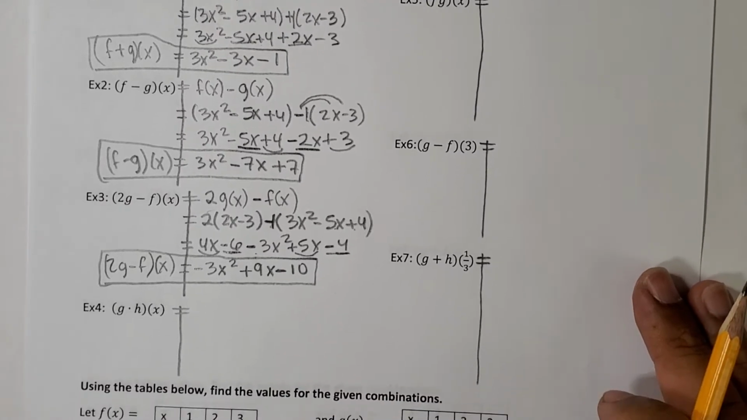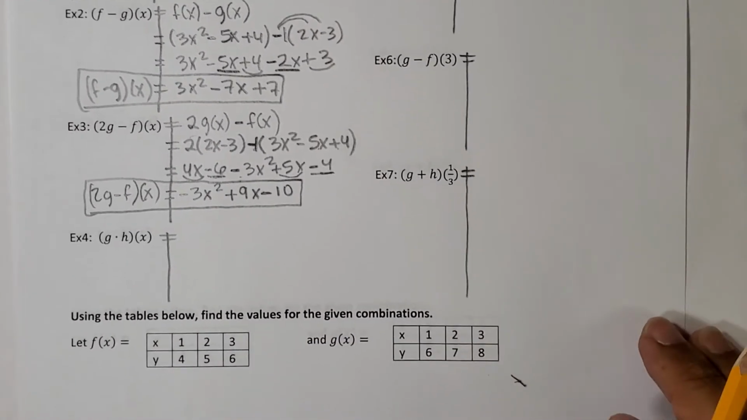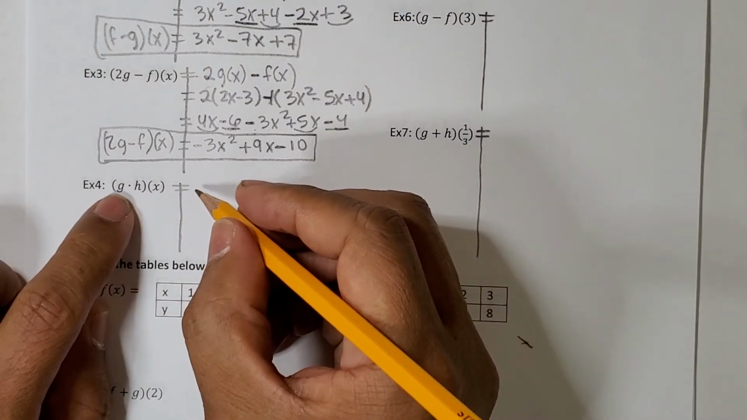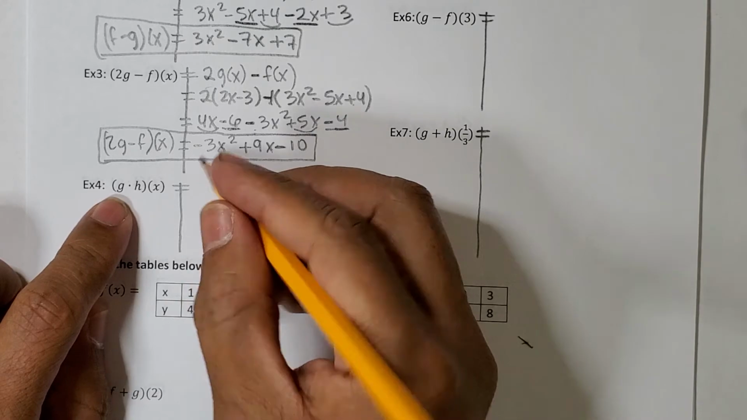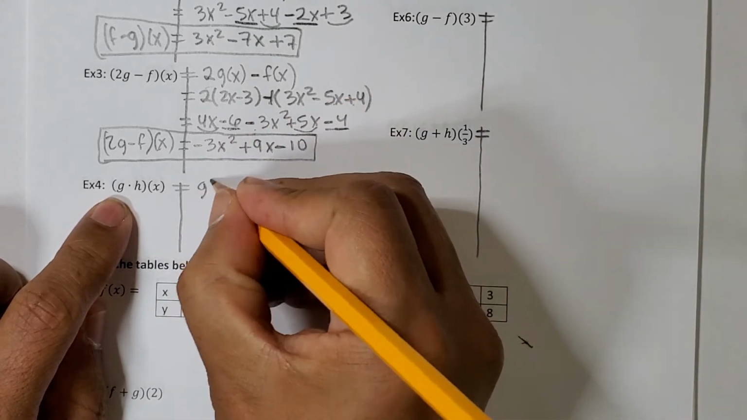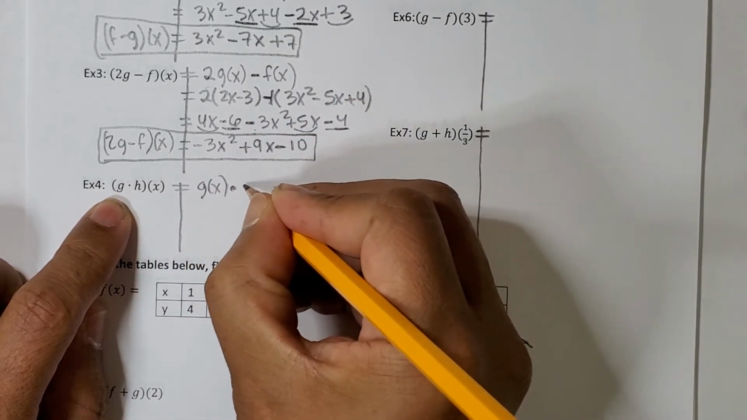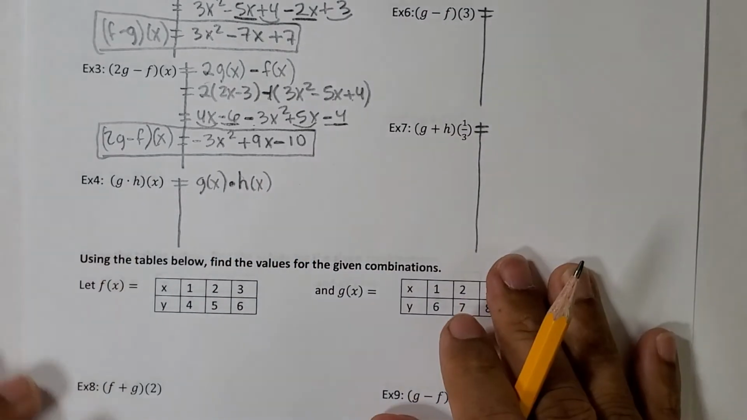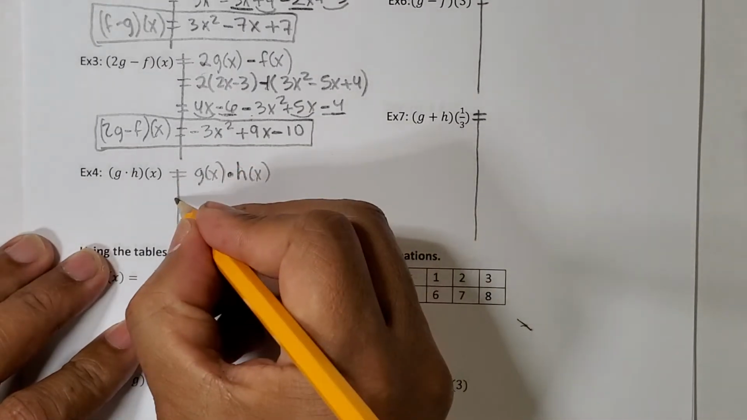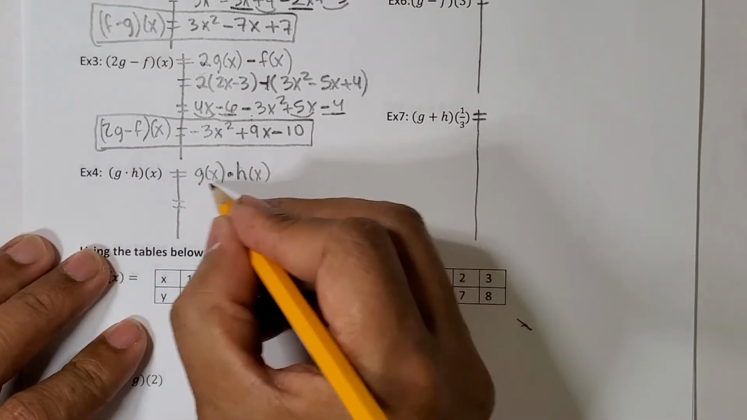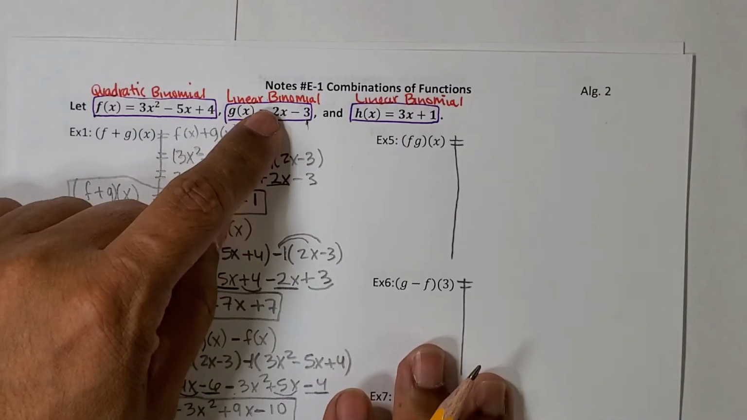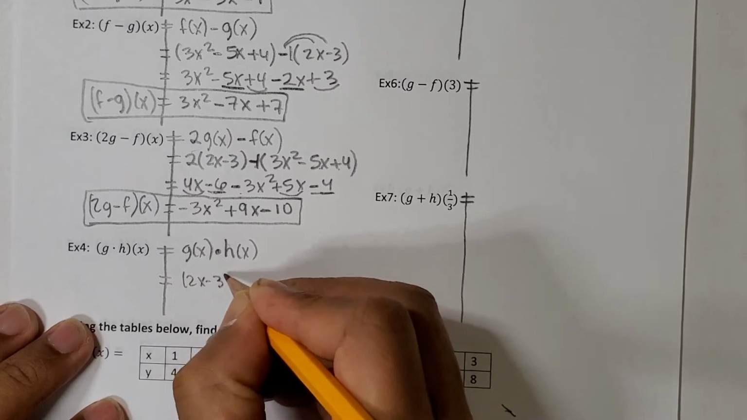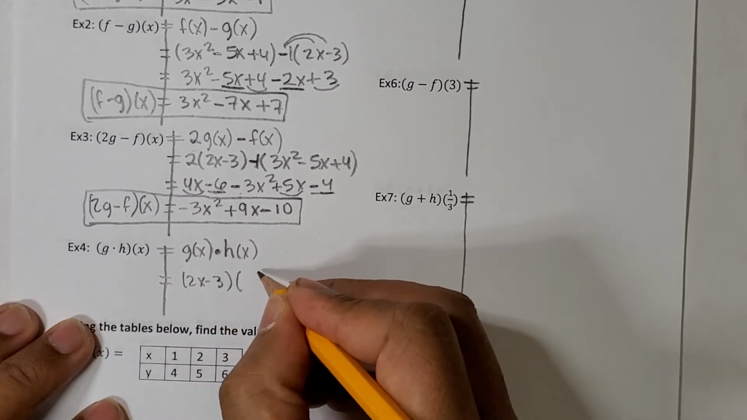The next two are for multiplication. Okay, so on the following example, I'm going to multiply the function g by the function h. So this is going to be g of x, that means the product of g of x and h of x, which means I'm going to multiply the two functions. So I'm going to replace g of x with 2x minus 3. Okay, so this is 2x minus 3 times h of x, which is 3x plus 1.